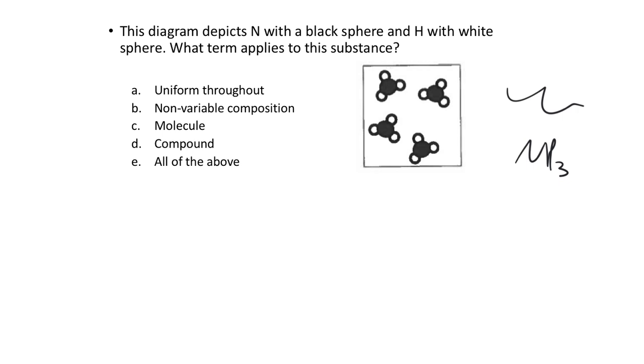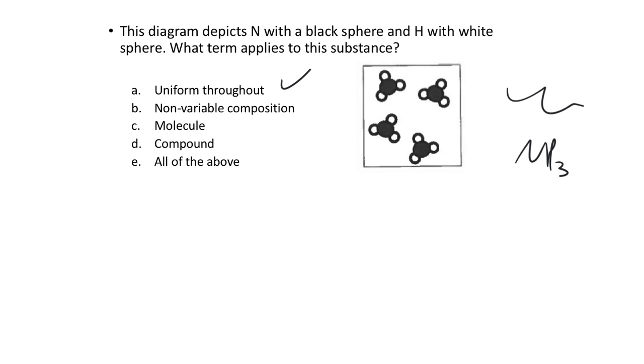Uniform throughout means that if I look at the mixture, it appears to be randomly mixed, that there's not one side of the box that has one thing, another side of the box has another thing. So sometimes it's hard to depict randomness with only like 3 or 4 particles, but this box is just trying to depict the molecules in like random orientations. So that word would apply.